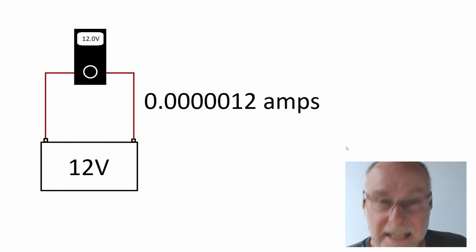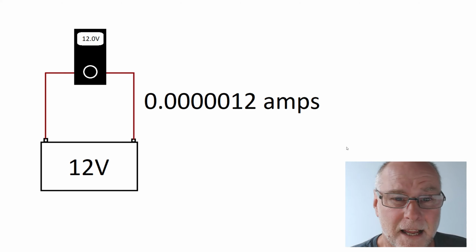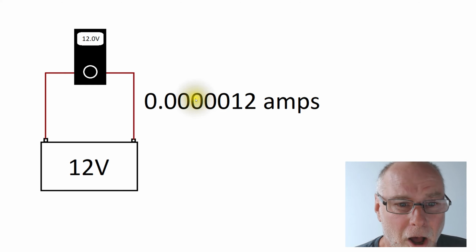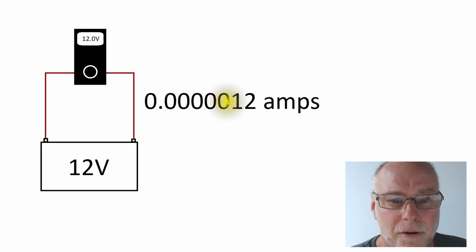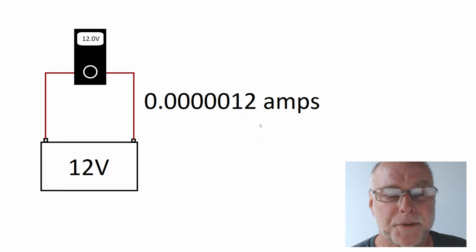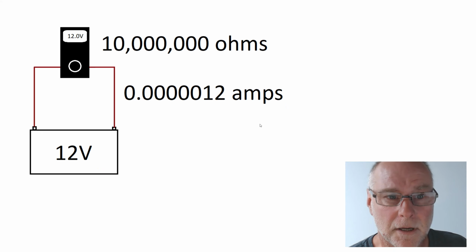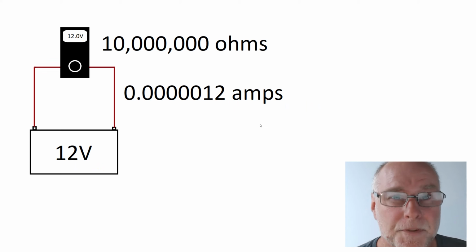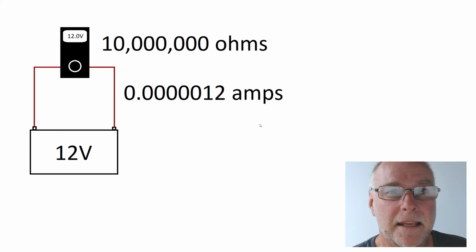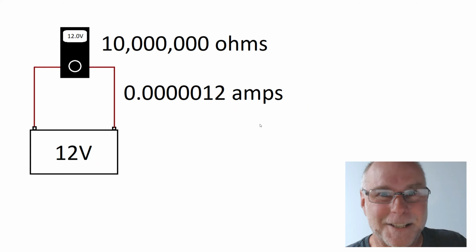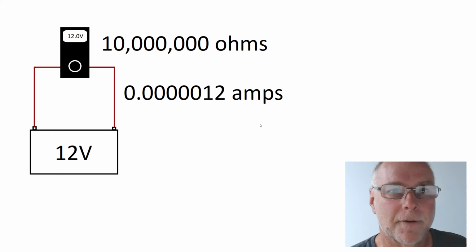Well, in the case of the multimeter, something like this, 0.0000012 amps. So the tiniest possible current. Now, why is that so? I hope you realize it's because the resistance posed by the multimeter must be very, very high. And in fact, if we have a look, it's 10 million ohms. 10 megohms is typically the input impedance. There's that term, the input impedance of a multimeter.